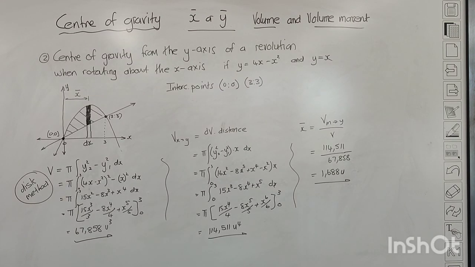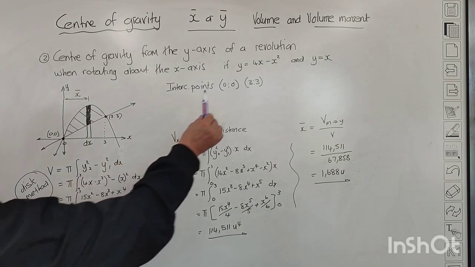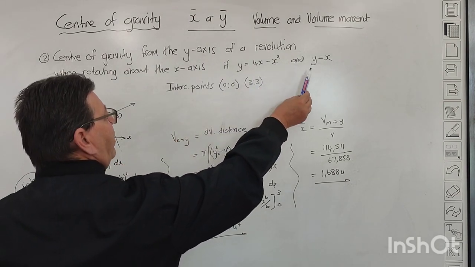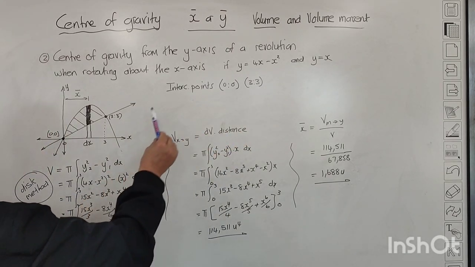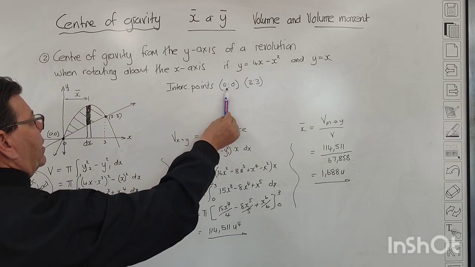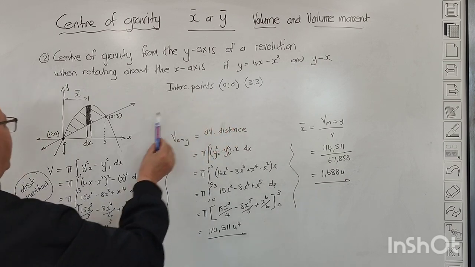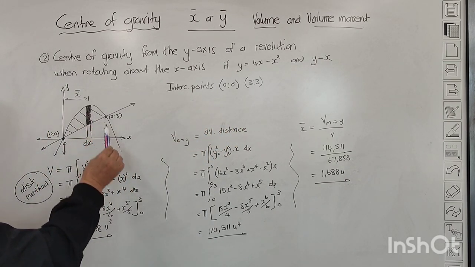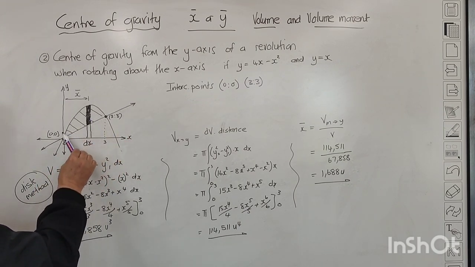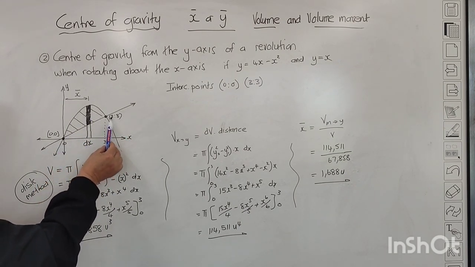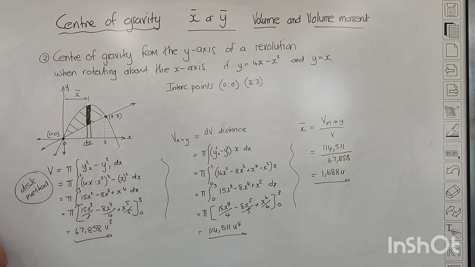In my second example, I have two different graphs. I have the graph of y equals 4x minus x squared and y equals x. So if I calculate the intersection points, it will give me 0, 0, and 3, 3. So if I draw my upside down parabola and my straight line, they will intersect between these two points, 0, 0, and 3, 3. So I draw my graph.